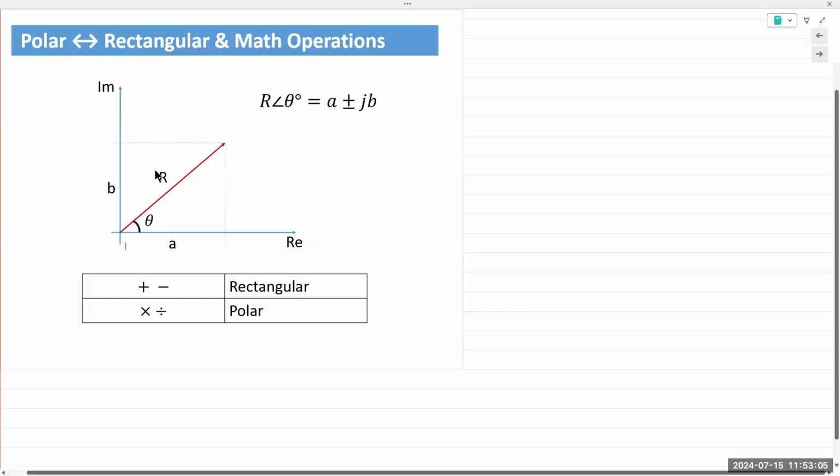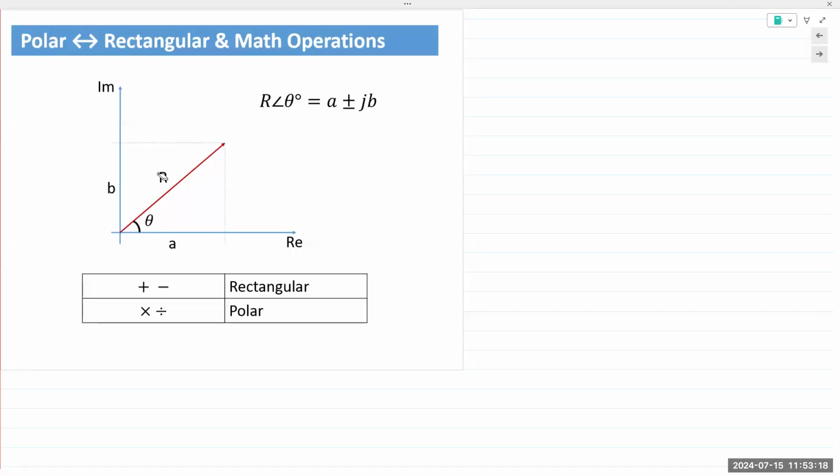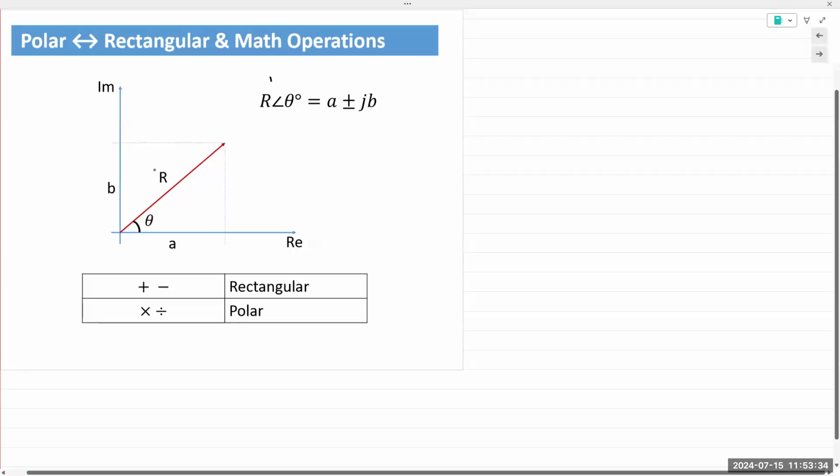If you project this vector on the real axis and the imaginary axis, the length of the projection of these vectors on the imaginary and the real axis gives you the rectangular coordinates. Rectangular, or you might know it as, what else do you call it? Cartesian, perhaps. So polar and rectangular. Okay, this is for math.